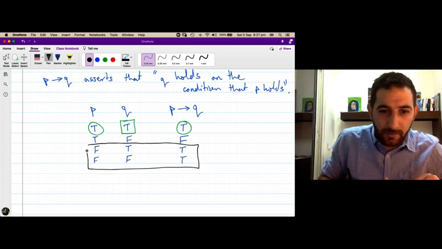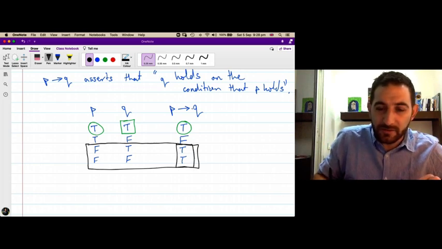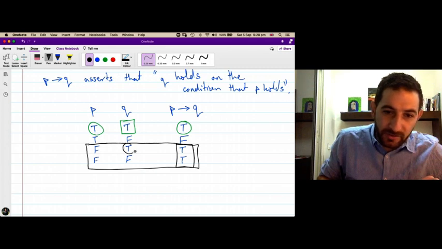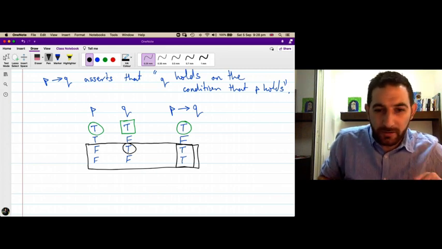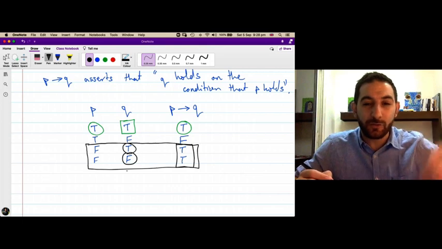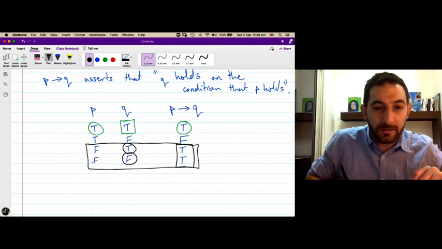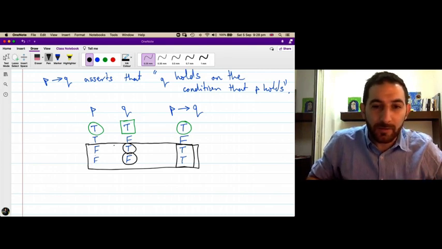The third and fourth row. In these two cases, we have a true conditional statement. See, the conditional statement P implies Q is true and the hypothesis is false. However, in the third row, the conclusion is true, while the conclusion in the fourth row is false. So I'm saying that if you have a true conditional statement with a false hypothesis, then you know nothing about the conclusion. It could be true or false.